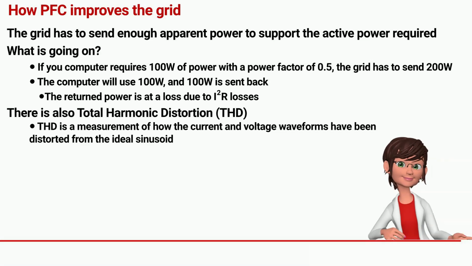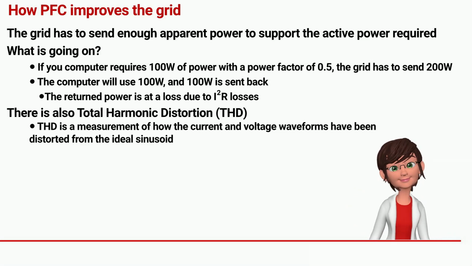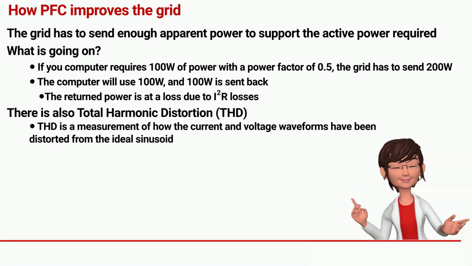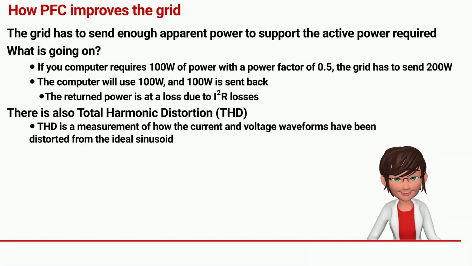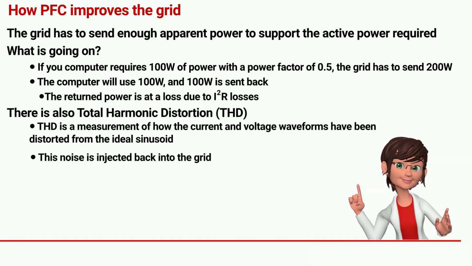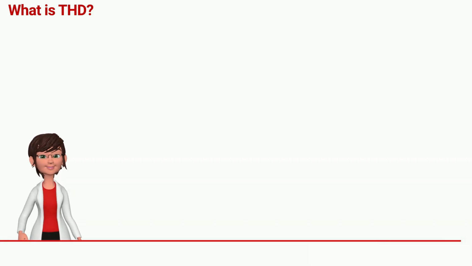Another thing to consider with power factor correction is total harmonic distortion, or THD. THD is a measurement of how much the ideal sinusoidal current and voltage waveforms have been distorted. The resulting noise is injected back into the grid and can have an impact on other electronic devices connected to the same grid. So what is THD actually?